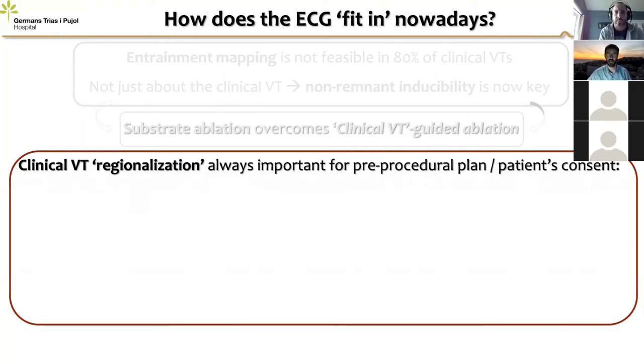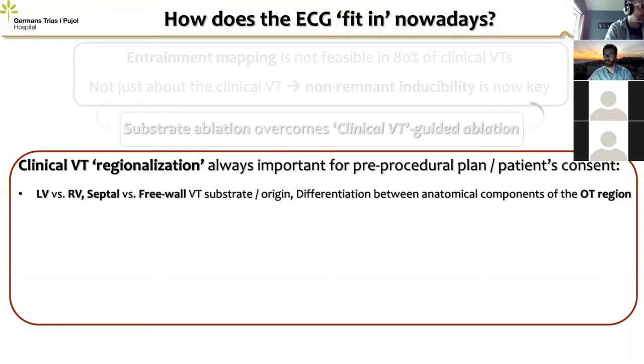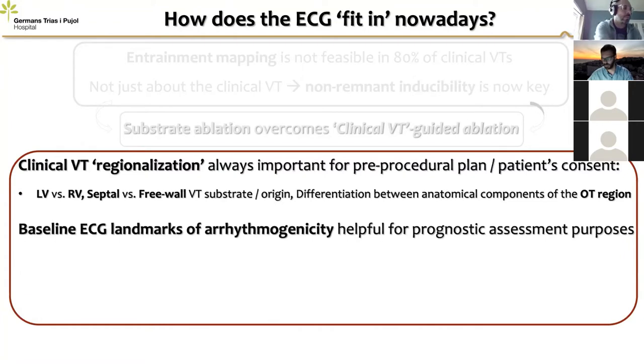First, the clinical VT is still important. It is still important to regionalize the origin of this VT, because it makes a difference in terms of preprocedural planning and also in terms of patients' informed consent. It's not the same to plan for a left ventricular VT ablation or a right ventricular VT ablation, and some other aspects.